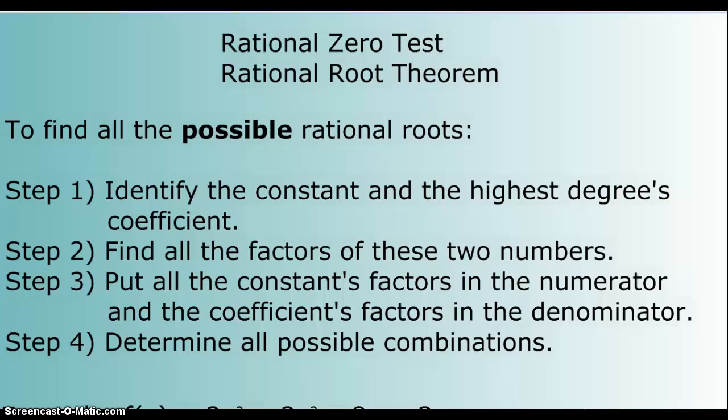So first thing you're going to do is identify the constant and the highest degree coefficient. And then you factor both of these. And then the constant's factors go in the numerator, and the coefficient's factors go in the denominator, and then we go and sort through our options. So let me show you what that looks like.